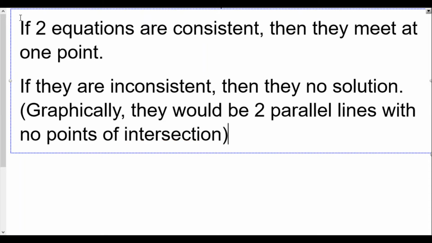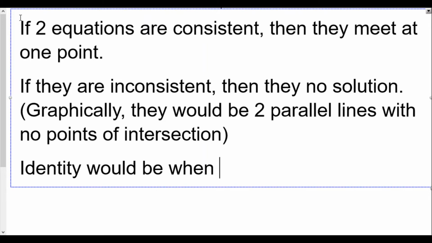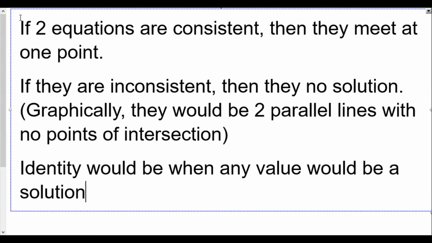Okay, and so now the last part we're talking about is identity. An identity is when all values, meaning any value, would be a solution for the equation. That would mean the left side is equal to the right side no matter what. Okay, so those words are consistent, inconsistent, and identity. That's what we wanted to make sure we talk about here. So let's go back to our equations.